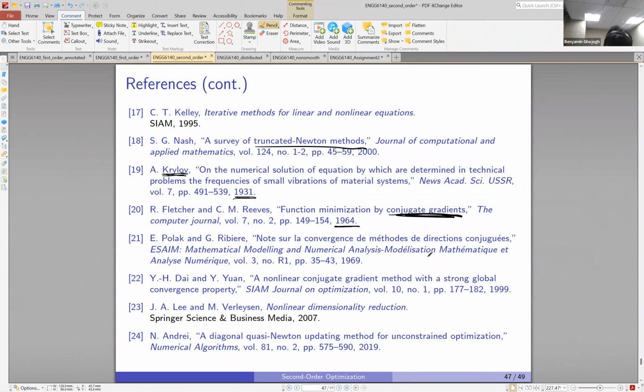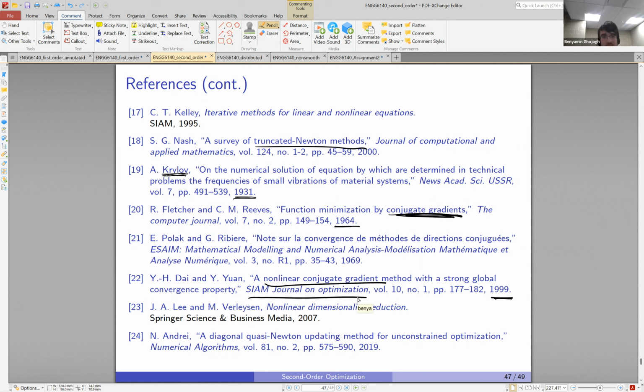And here, it's not a paper in English. It's in another language. I don't remember what it was for, but you can look it up in the slides. Here, nonlinear conjugate gradient method, 1999 in SIAM Journal on Optimization, a very important one.